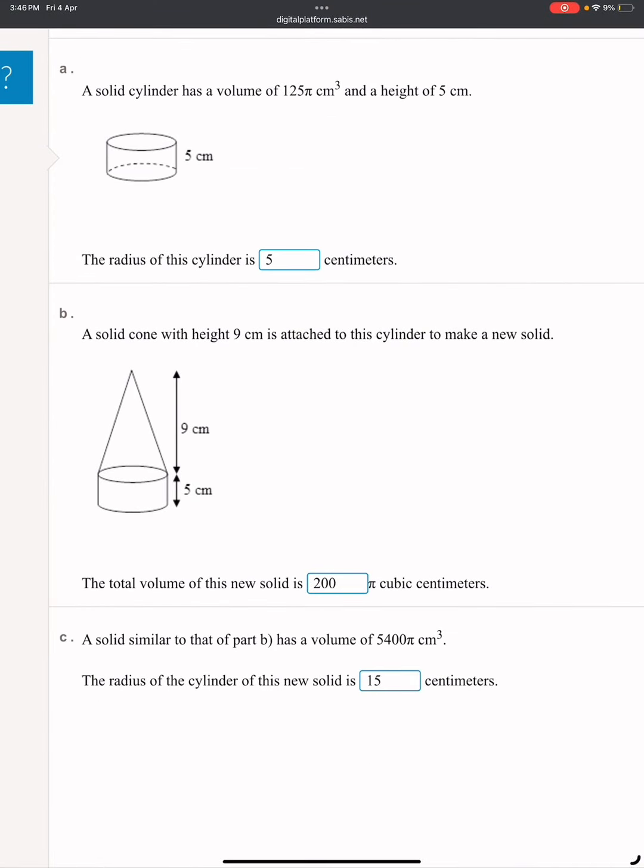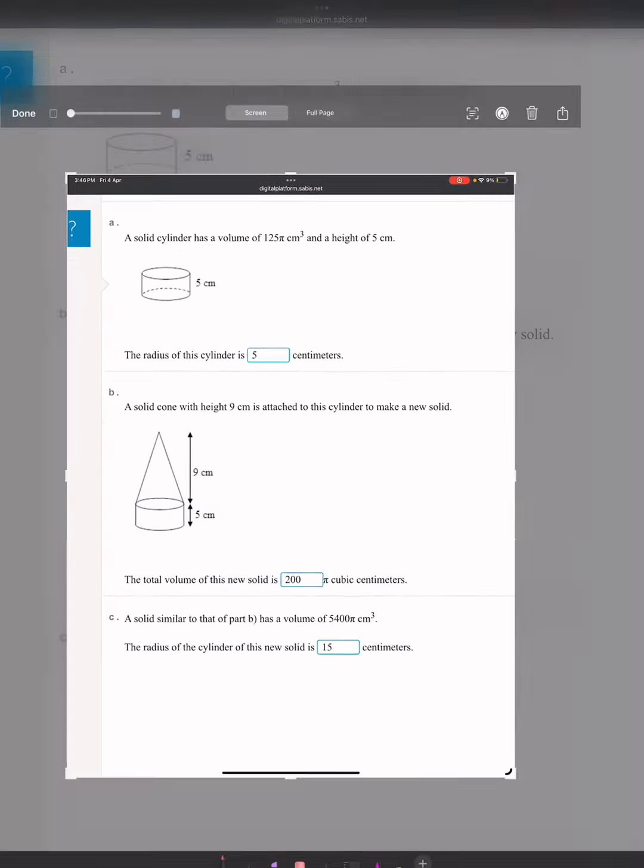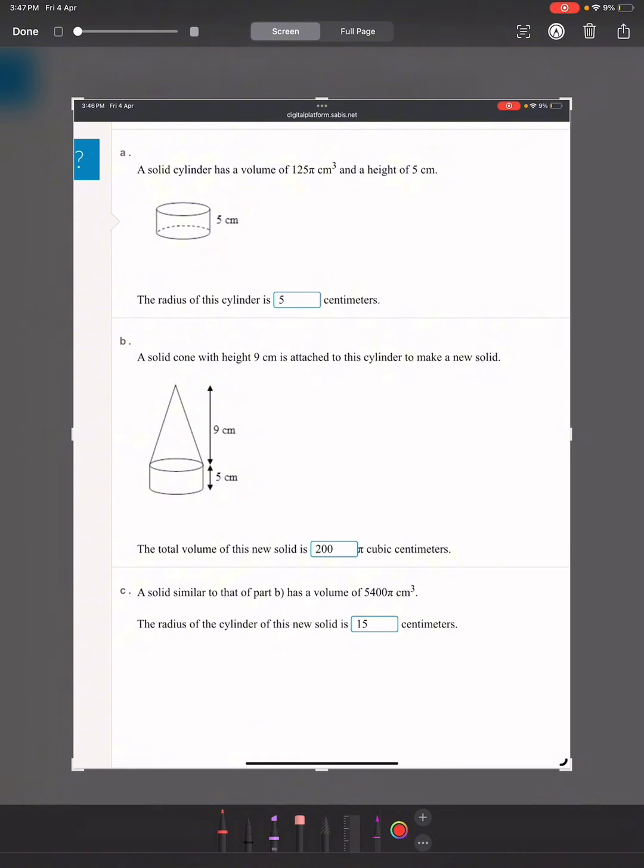Okay, so they want the radius of a cylinder. We can find this easily by using the volume of a cylinder formula, which is pi r squared h. The volume they gave us is 125 pi equals pi r squared, which we don't know r, times the height, which is 5. You can cross this and cross this. 125 equals r squared times 5.